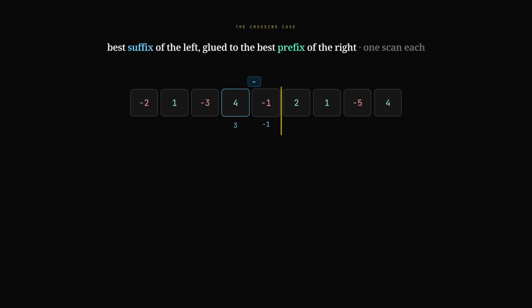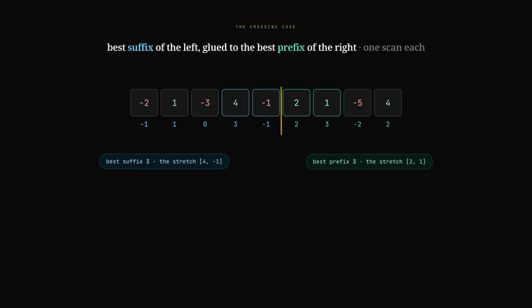-1, +4, 3. -3, back to 0, +1, 1. -2, -1. Best suffix, 3. The stretch 4, -1. Now walk right from the boundary. 2, +1, 3. -5, -2. +4, 2. Best prefix, 3.